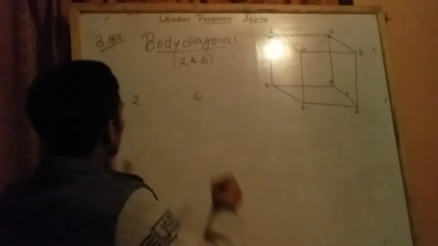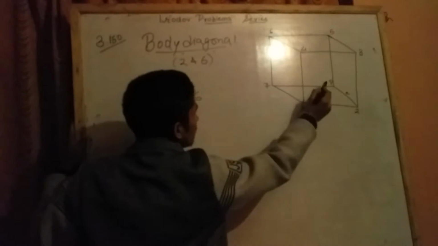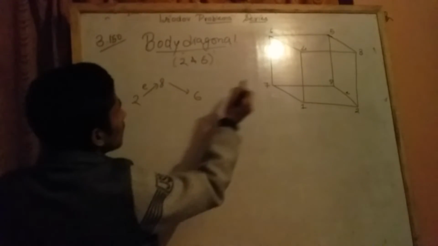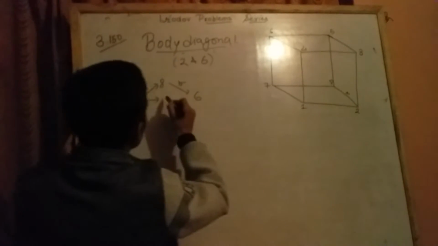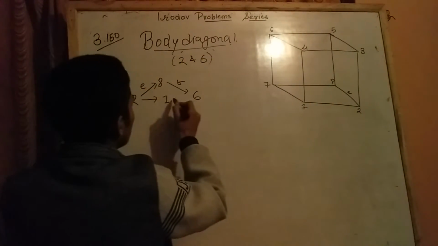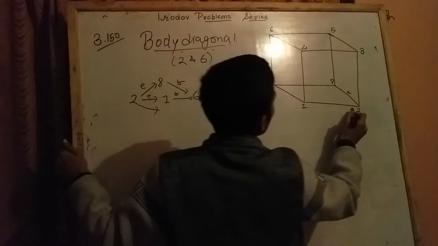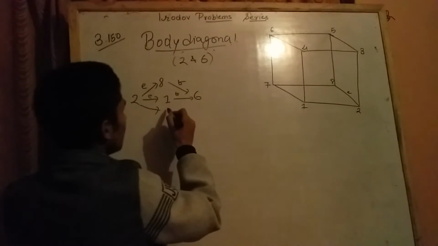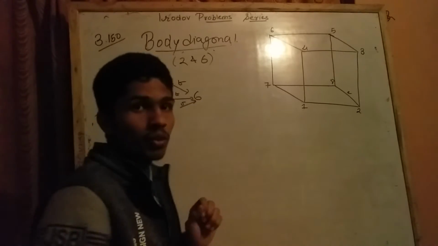Okay, so 2 to 8 it's edge, and from 8 to 6 it's face. Okay, similarly, if I take 1, if I go from 2 to 1 it's edge, and 1 to 6 it is face. Similarly, if I take 2 to 3 and 3 to 6, it's again edge and face. So 3, edge and face. Are you getting what I'm doing?